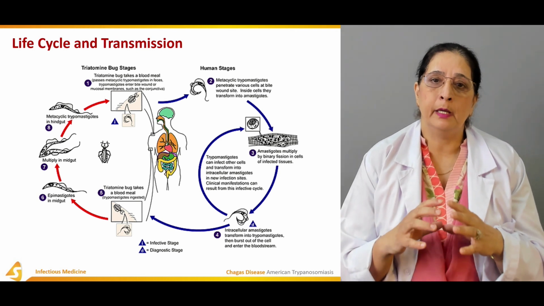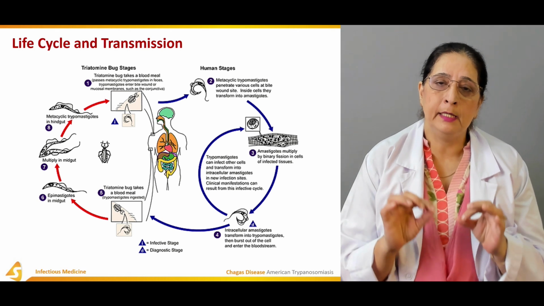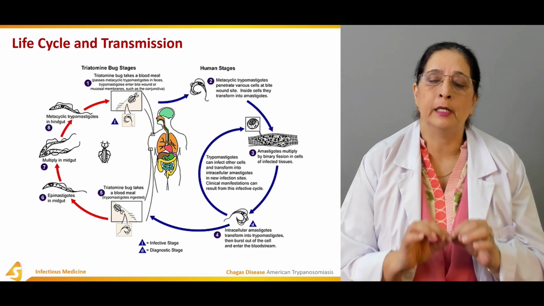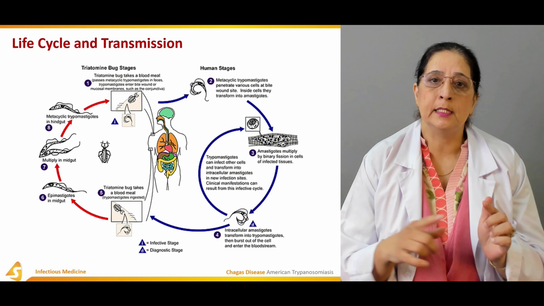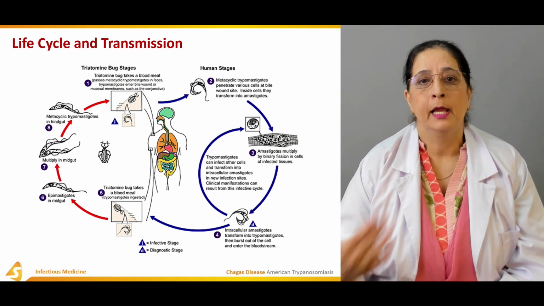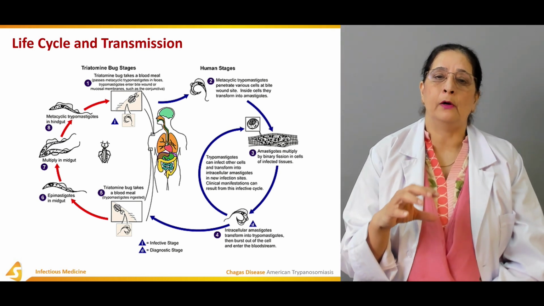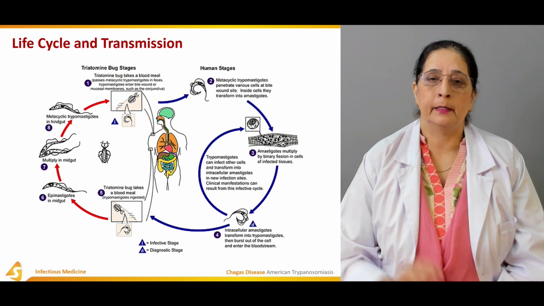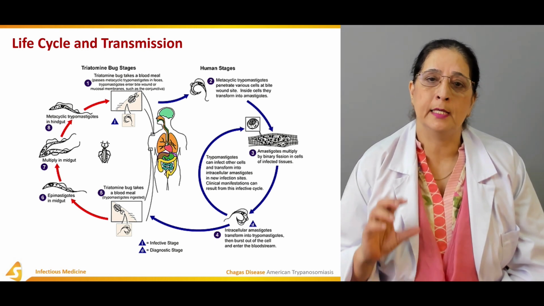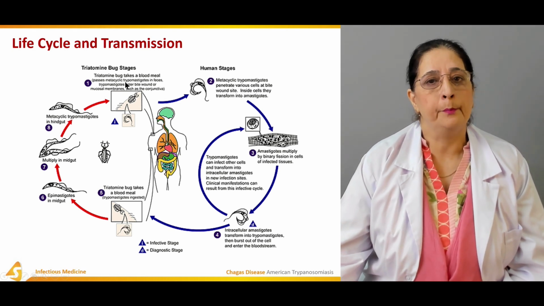Once they bite the human, they give the trypomastigote, and then it goes in the cycle, causes infection of the different cells, rupture, and the cycle goes on. So the life cycle of the American Trypanosoma is between the human and the triatomine bug.